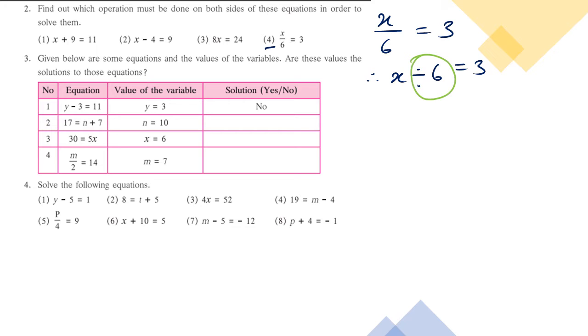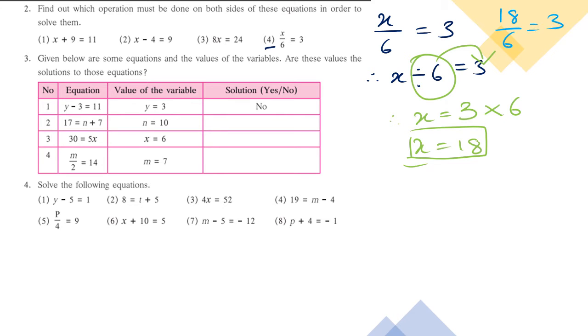So you have to shift the 6, and when you shift the 6, you take it to the other side and then you get x is equal to 3 multiplied by 6. Division becomes multiplication and you get x is equal to 18. So this is your solution, and to check, you put it in the main equation. So you get x by 6, which is 18 by 6, which is 3. So it is correct.